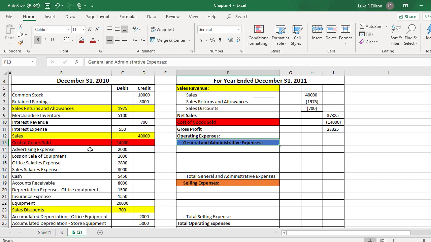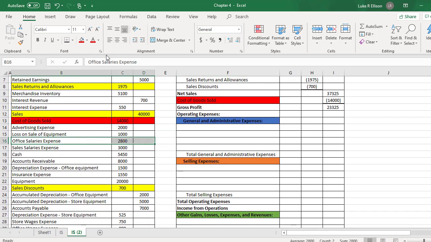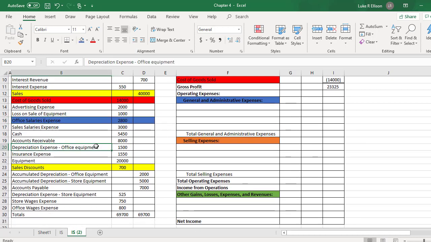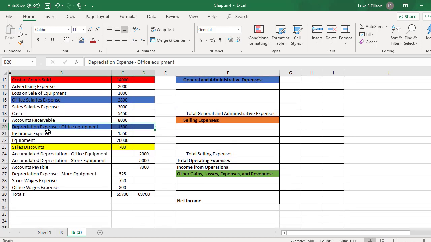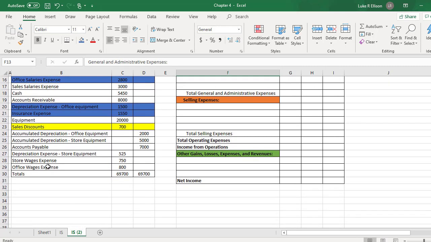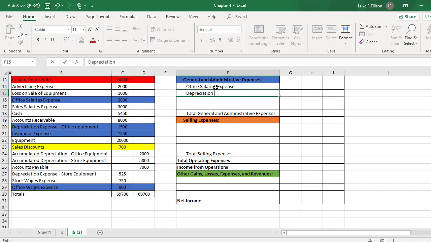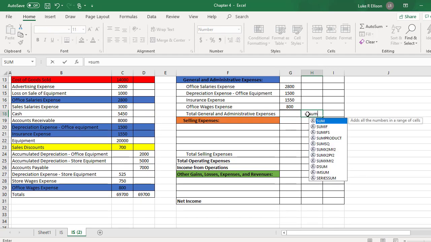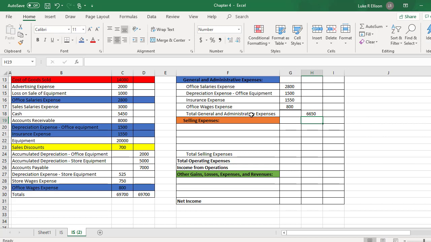So looking at our adjusted trial balance, we see we have the office salaries expense, so we'll need to include that. We also have depreciation on the office equipment, so we'll include that as well. We have insurance expense, which is not related to any particular function of the business, so we will include that under the general label. And finally, we have the office wages expense, which will be included as well. So once we have all those listed, we can total those up. And we get our total for general and administrative expenses to be $6,650.